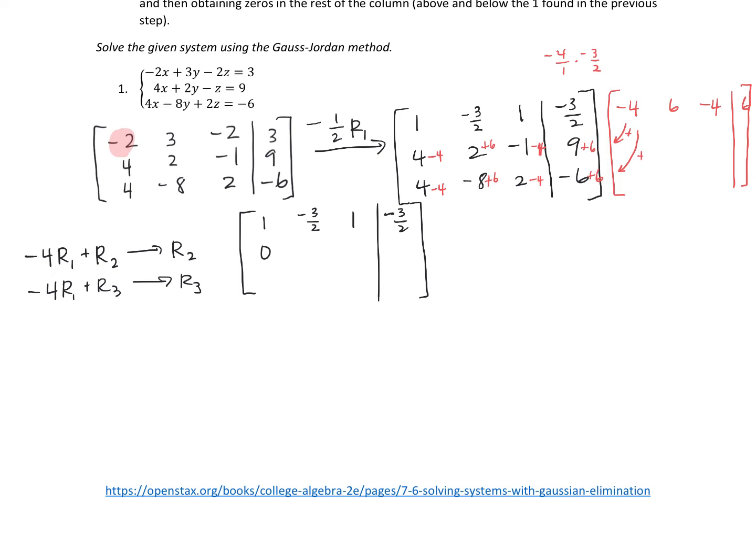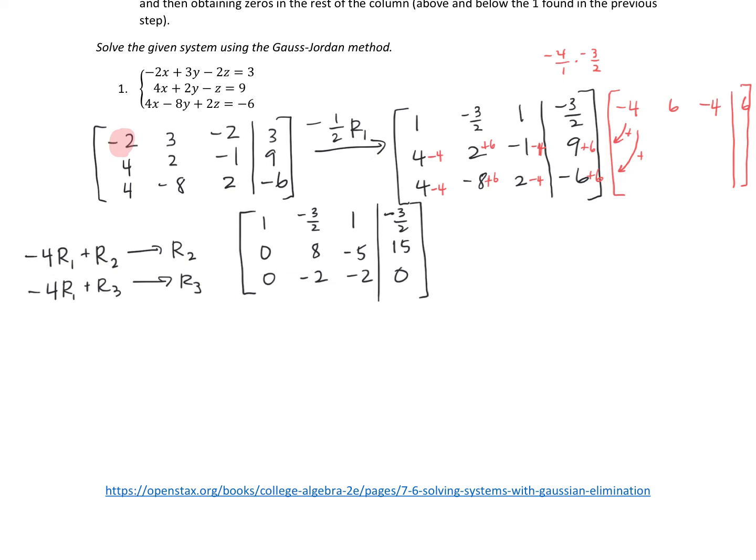So 2 plus 6 is 8. -1 minus 4 is -5. 9 plus 6 is 15. And now the third row, I'm going to have 4 minus 4 is 0. -8 plus 6 is -2. 2 minus 4, -2. And -6 plus 6, 0. All right, so now my first column is done. So I can move on to my second column.